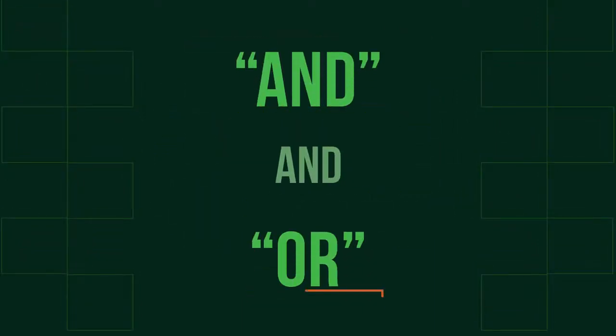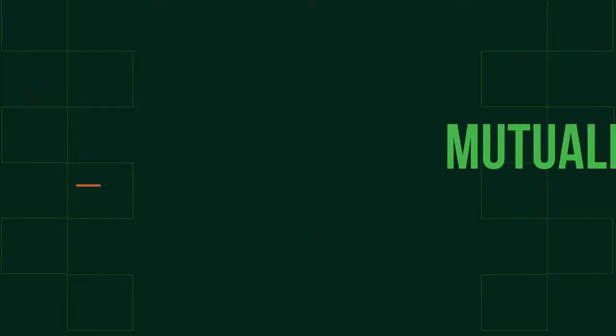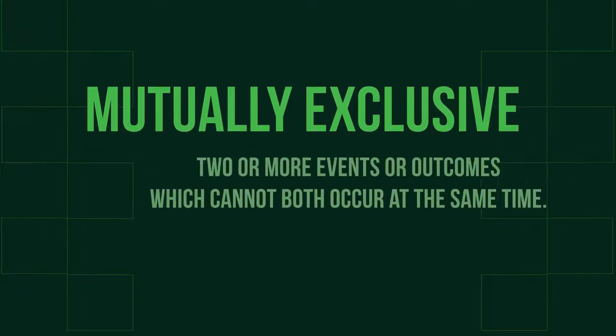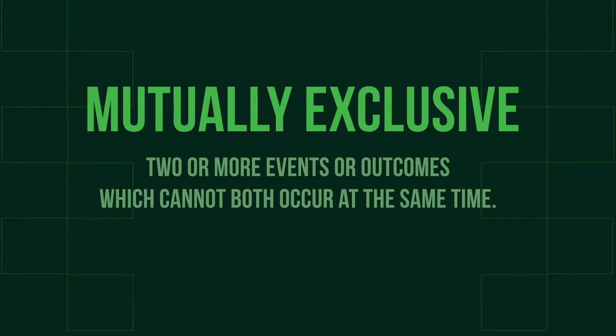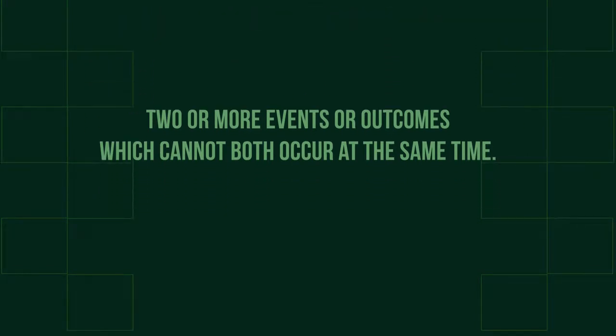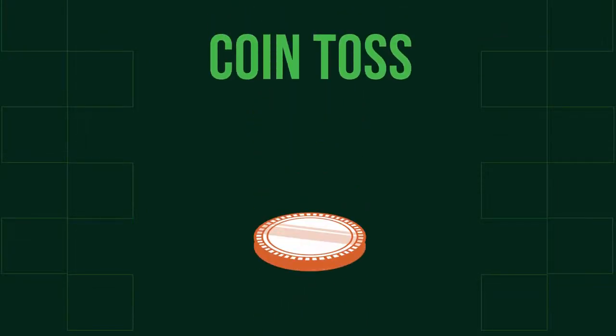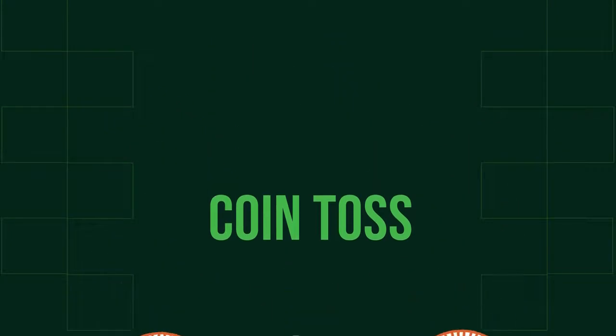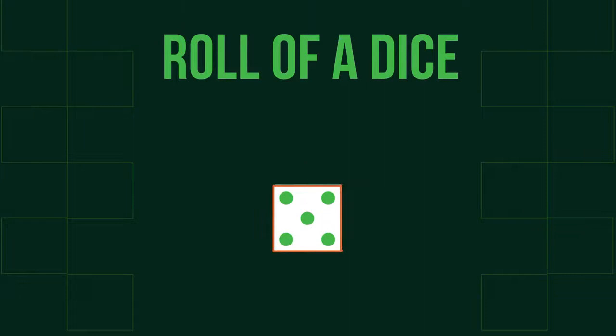In this video, we're going to look at the AND/OR rules of probability and what the term mutually exclusive means. Firstly, do you know what mutually exclusive means? We use this term when we talk about two or more events or outcomes which cannot both occur at the same time. For example, the possible outcomes of a single coin toss: you could get a head or a tail, but not both.